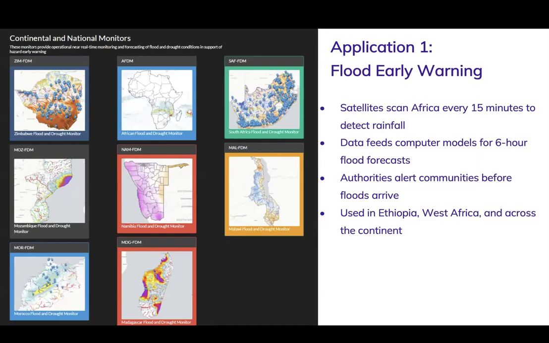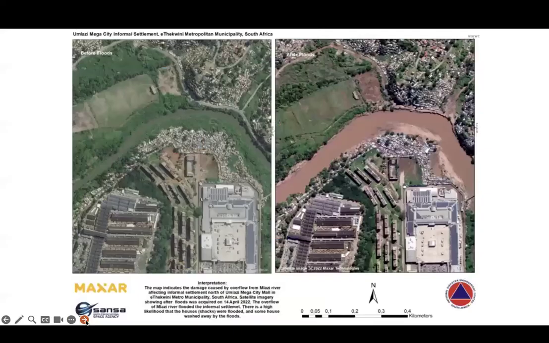So there's a running 6-hour forecast on whether we are going to have floods, based on rainfall and humidity levels, etc. Authorities can then be alerted, and they can in turn alert their communities before those floods arrive. And so this is used very much in Ethiopia, West Africa, Southern Africa, and of course across the continent.